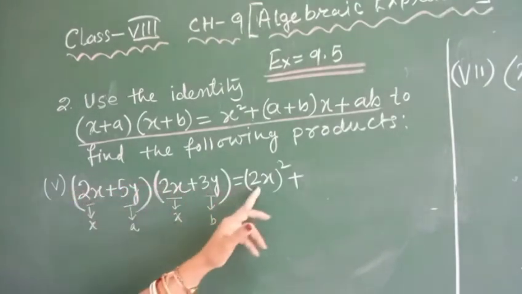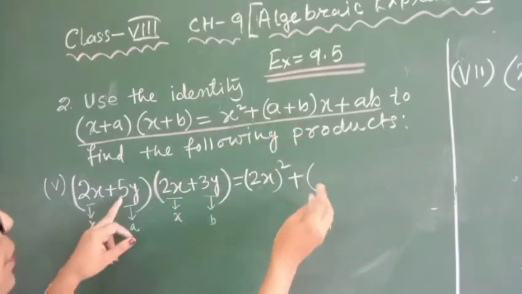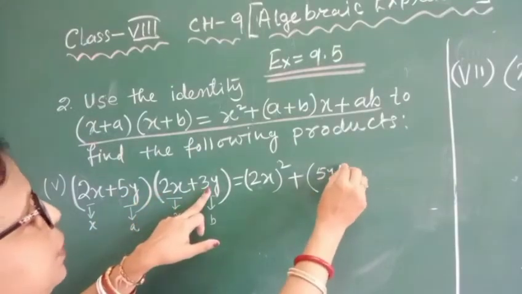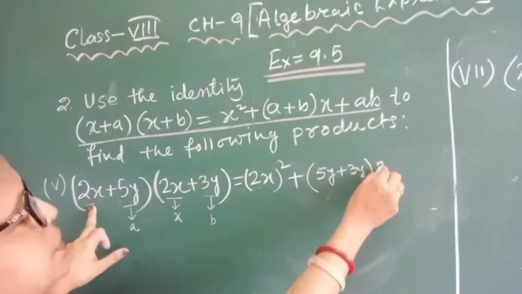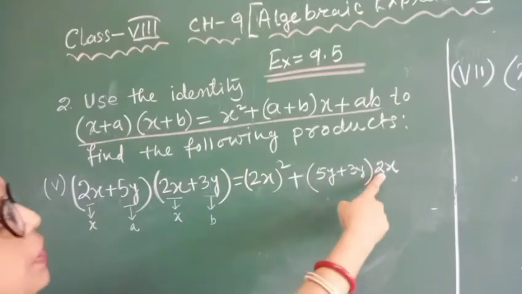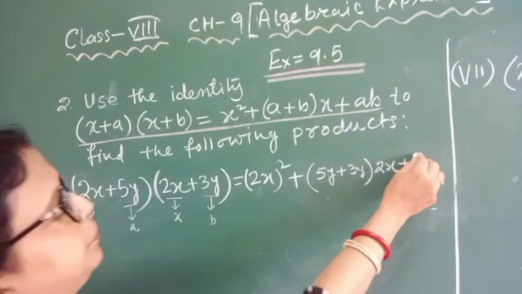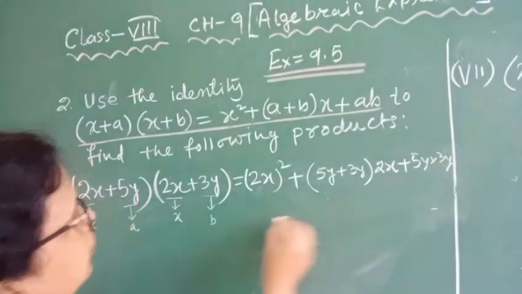So x square plus a plus b x. Here a is 5y and b is 3y. So a plus b into x, x is 2x, a plus b, 2x square. That means x square plus a plus b into x plus a into b, a is 5y into 3y. Now do the sum.